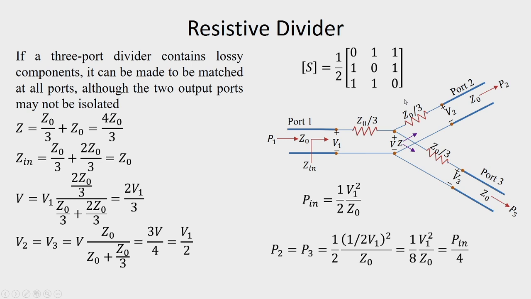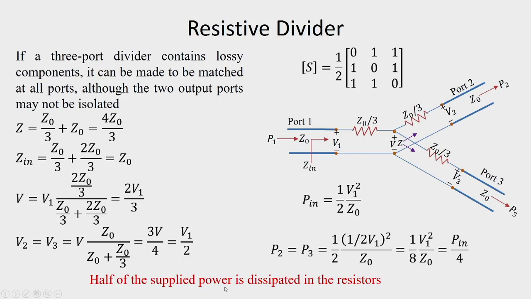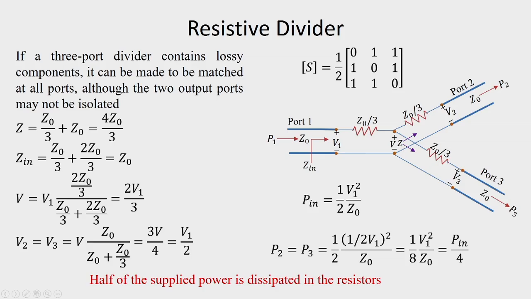Now, we find that power gets divided equally between the two output ports, but that is not the input power. Half the power gets dissipated in the resistors, and the remaining half power gets equally divided between the two output ports. We also find that S23 and S32, these are also half. That means complete isolation between these ports is not there.